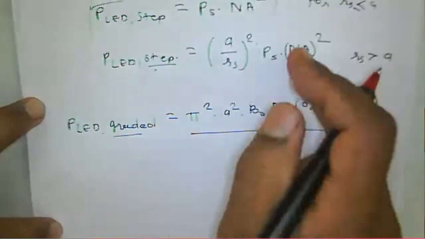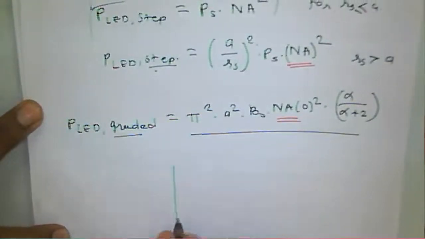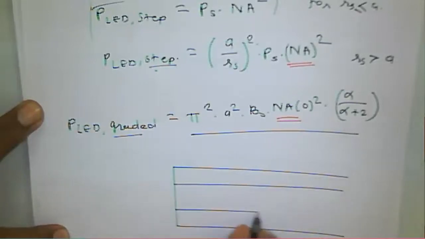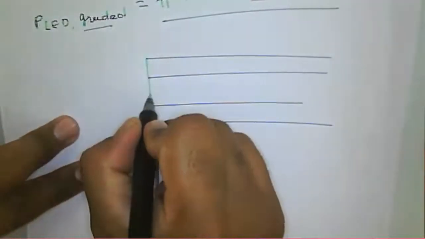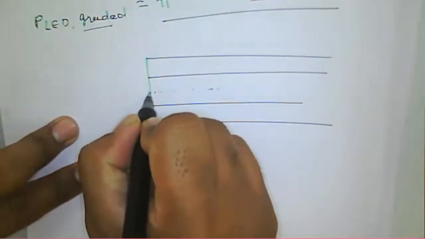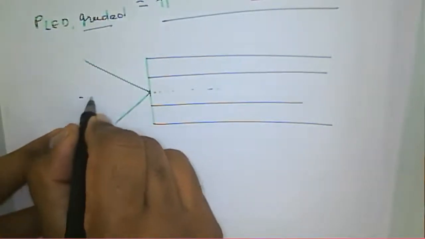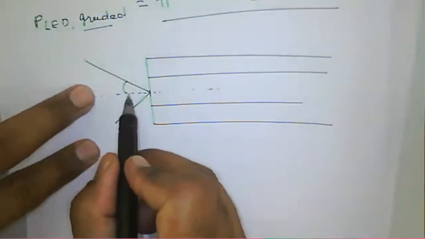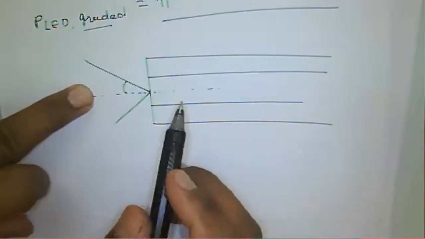So what do you mean by this particular equation? For a given particular optical fiber source, even if the radiation is large, what happens? The power launched inside the fiber depends upon the acceptance angle of the given fiber, and that acceptance angle depends upon the numerical aperture.